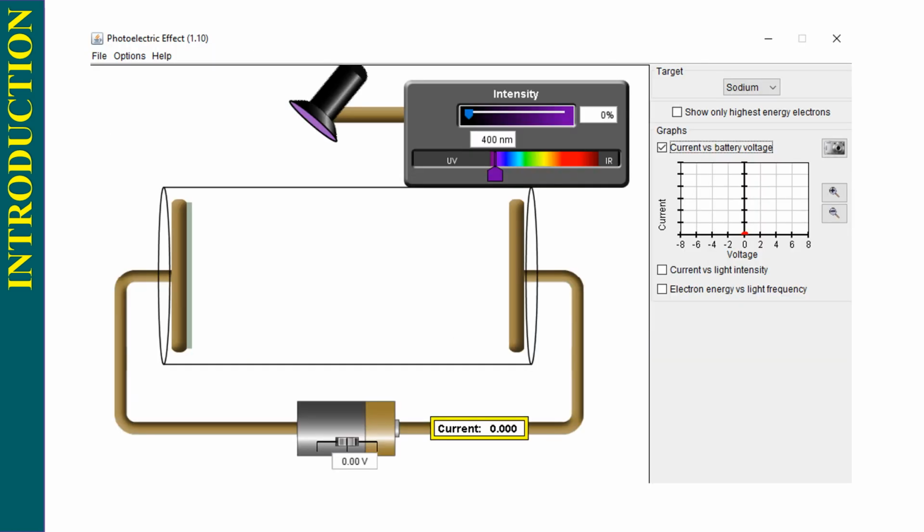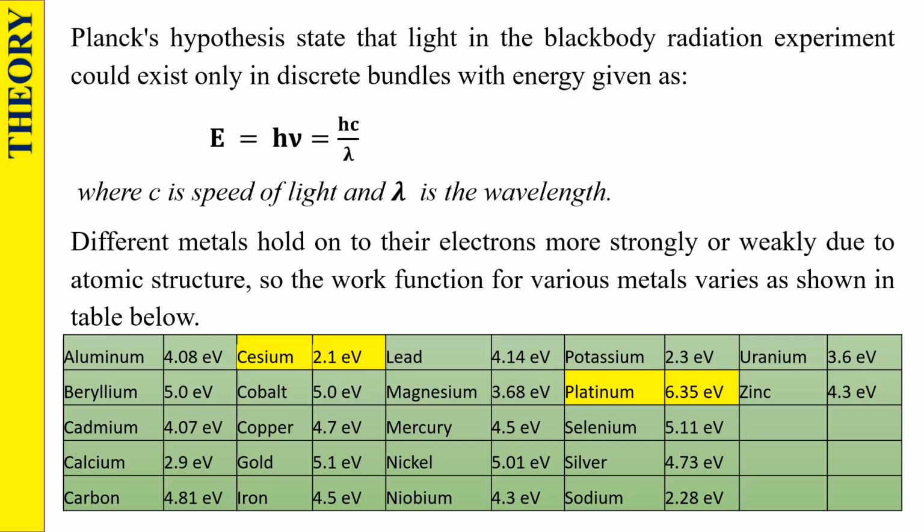This is the interface of the photoelectric effect provided by the University of Colorado PhET Simulations, and we will interact with this directly very soon. So let's just quickly go on and look at the theory behind what we're doing today.